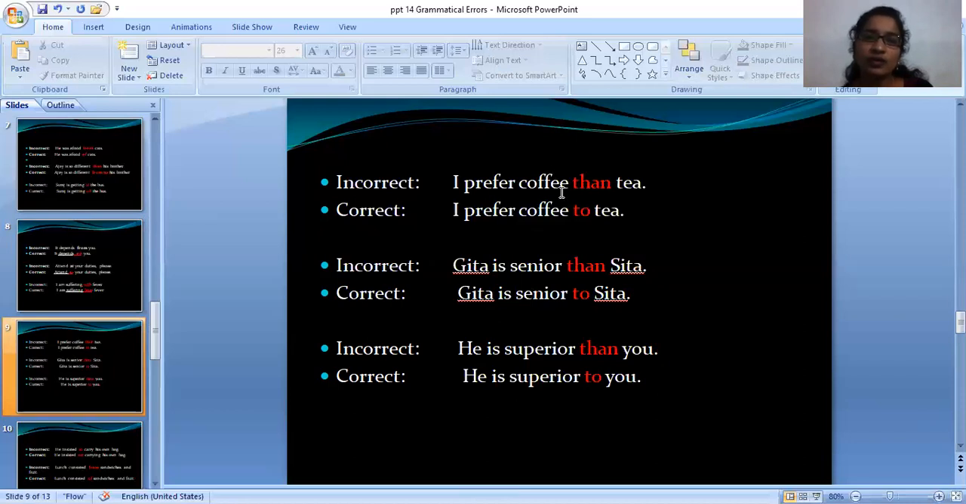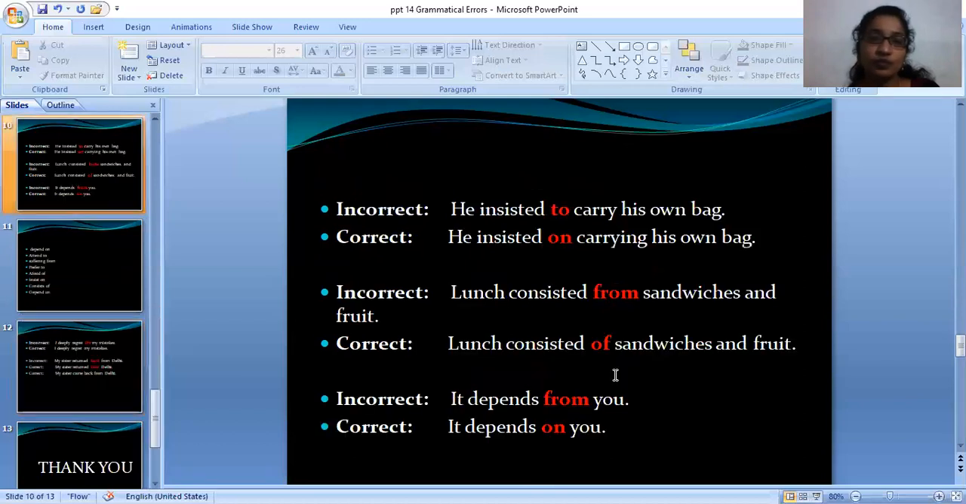You can draw the pattern here, right? Whether it be prefer, senior, or superior, the preposition to be used is "to", nothing else. If you have to use the terms prefer, senior, superior, junior, then inevitably you have to use the preposition "to" and nothing else.